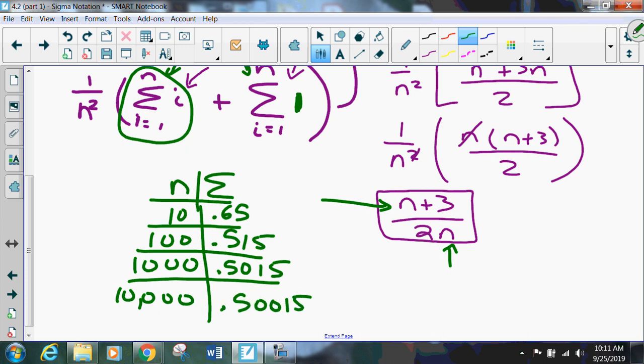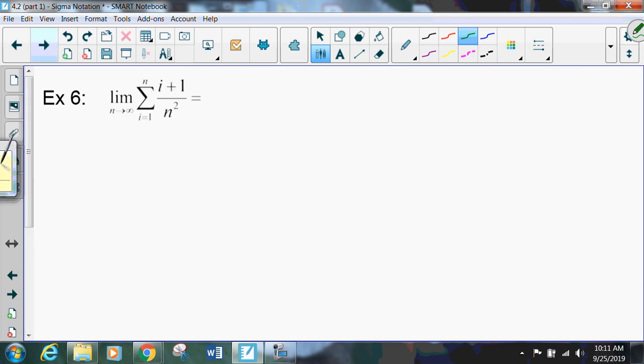0.50015. So we can see if we kept this up, what do we think it's approaching as our upper bound increases to infinity? What do you think we're going to approach? Absolutely. I think it makes sense to say that we're going to approach 0.5, and so let's find out if that's true. So our second problem says find the limit of this sum as n approaches infinity.